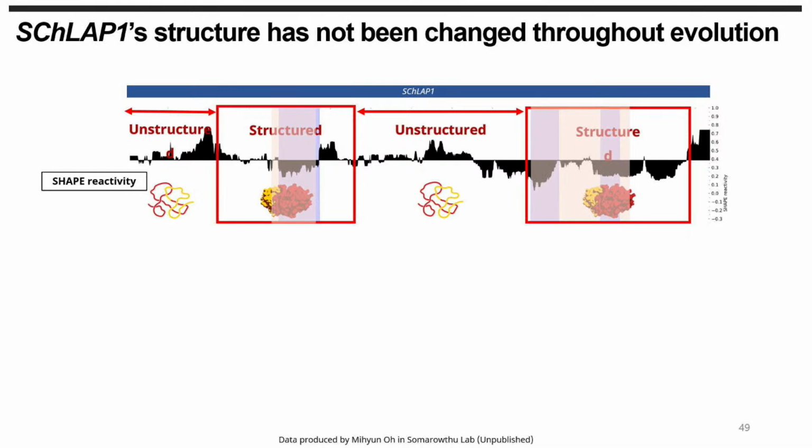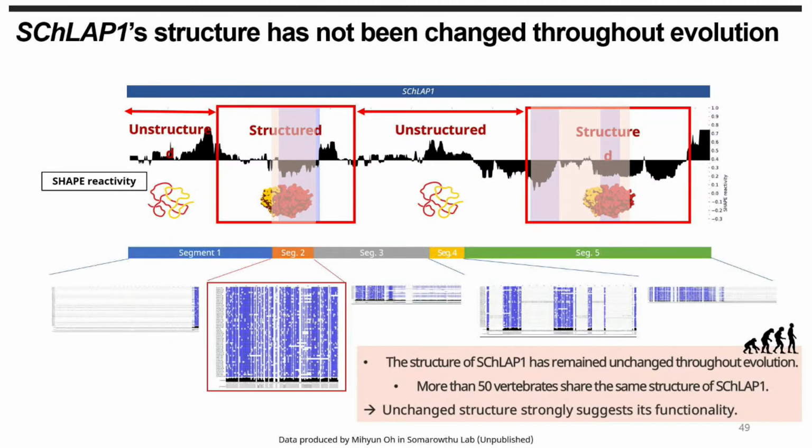And again, for other interesting facts about this area, SHOP1 structure has not been changed throughout evolution over 10,000 years or more. When we divide SHOP1 into 5 different segments here, the blue area, especially this area and these areas, turn out to be highly unchanged throughout evolution, and in more detail, more than 50 vertebrates share the same structure of SHOP1. So, unchanged structure strongly indicates its functional importance.